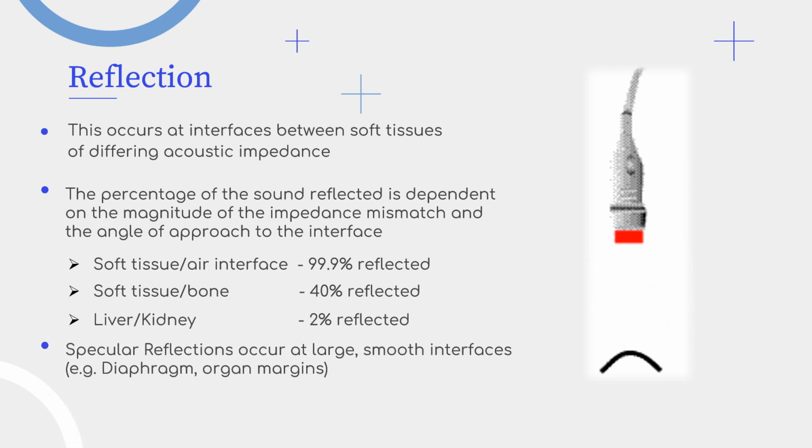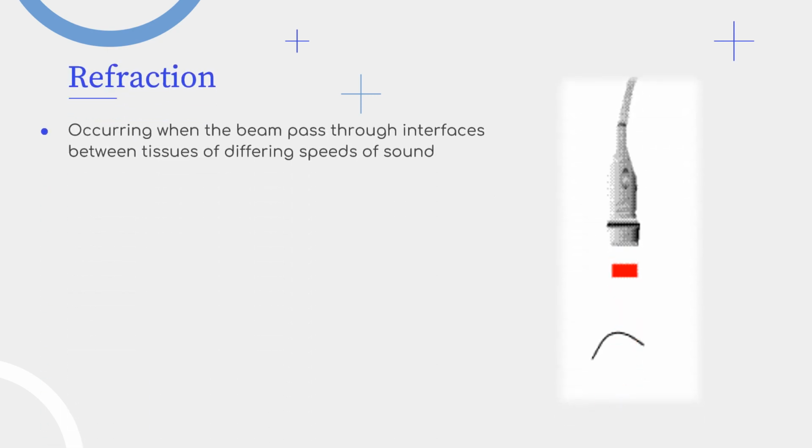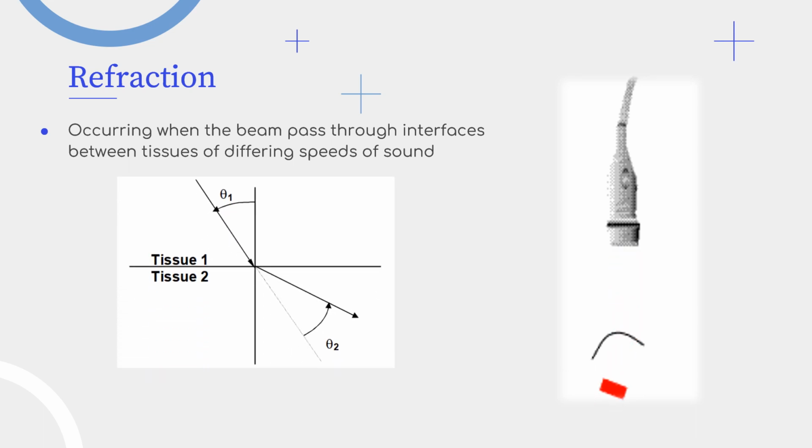Specular reflections occur at large, smooth interfaces, e.g. diaphragm, organ margins. In these cases, the angle of incidence equals the angle of reflection. Refraction. Refraction is the deviation in the path of a beam occurring when the beam passes through interfaces between tissues of differing speeds of sound, when the angle of incidence to an interface is not 90 degrees.